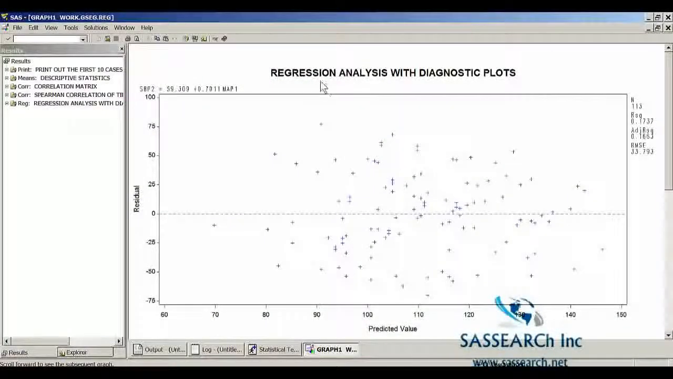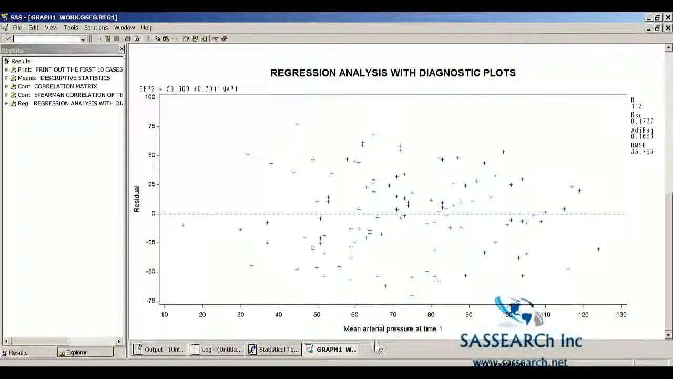So the graphs that were produced by PROC REG are going to check for the linearity and constant variance assumptions. So here we have the regression analysis diagnostic plots looking at the predicted value against the residual and then the mean arterial pressure at time 1 versus the residual. Either of these plots can be used to check the linearity and constant variance assumptions. In terms of equal variance, we're interested in whether the width of the point scatter is constant across values of our covariate. If we look here, it appears that the width of these points is constant. We don't see any kind of pattern here, so we could conclude that the equal variance assumption has been met.